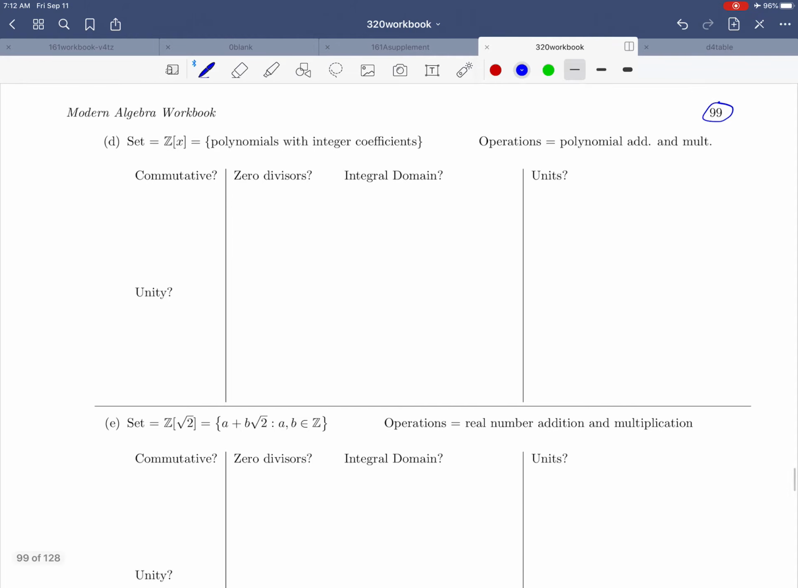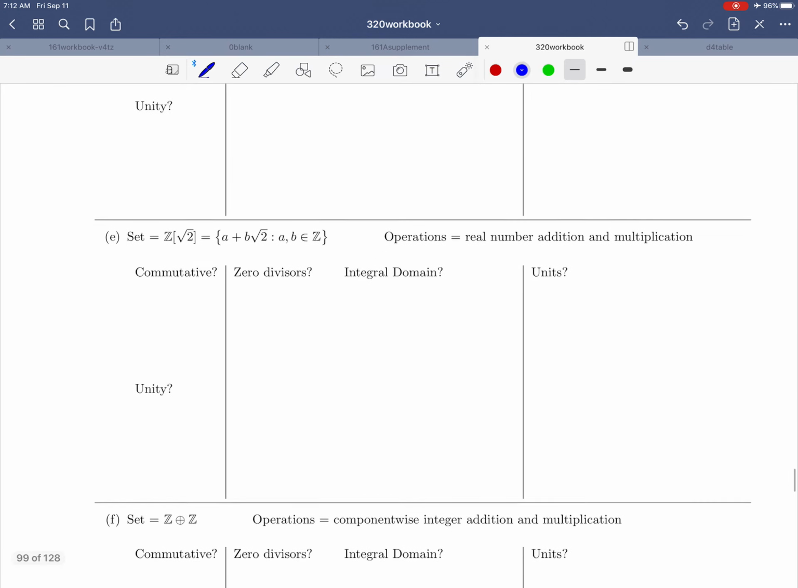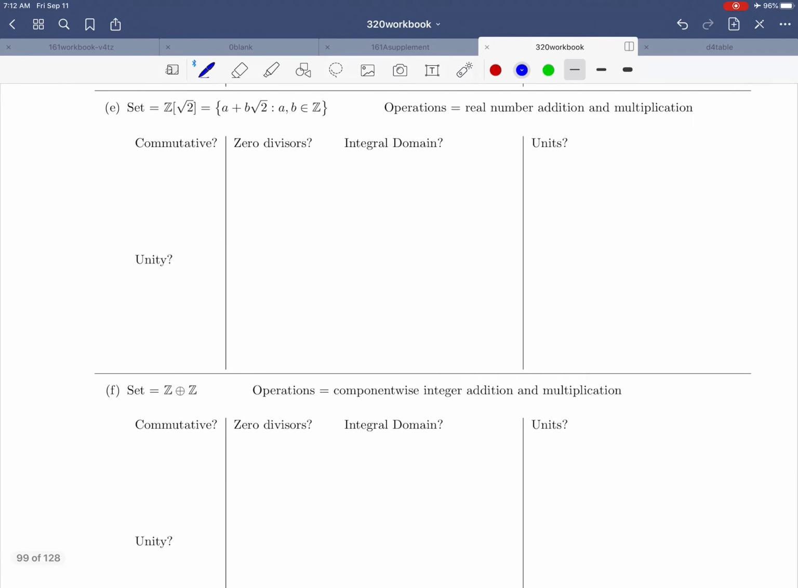Okay, and the ones that I'd like to look at are the very last two, starting with part E down here. So this introduces an interesting type of ring. First there's some new notation to get used to. Z adjoined the square root of 2, that's the way that's read in words. That's going to be the set of all things that have this form: a plus b times the square root of 2, where a and b are integers.